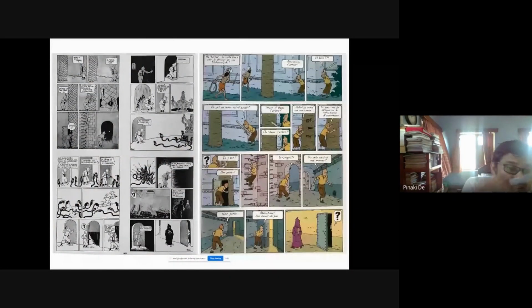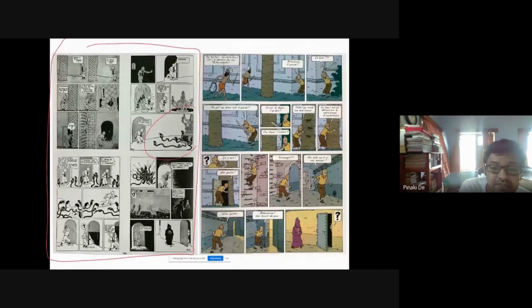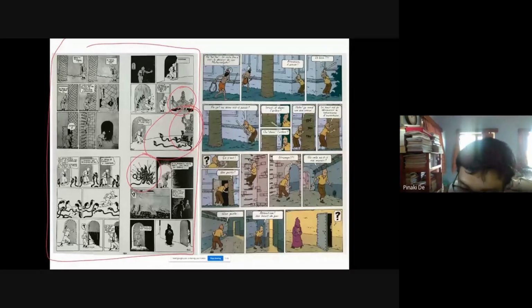For example, this is the Cigars of the Pharaoh. In the Cigars of the Pharaoh, remember, initial page, black and white, was full of snakes. Can you see the Nataraja and the snakes? It is a stereotype of India. It's a place where, full of snake charmers and all that. But in the later version, you have the fakir, but the snake is not given. So the snake part is actually completely edited out.